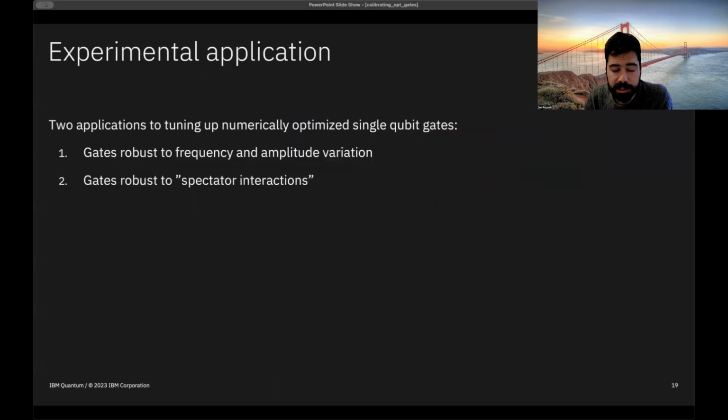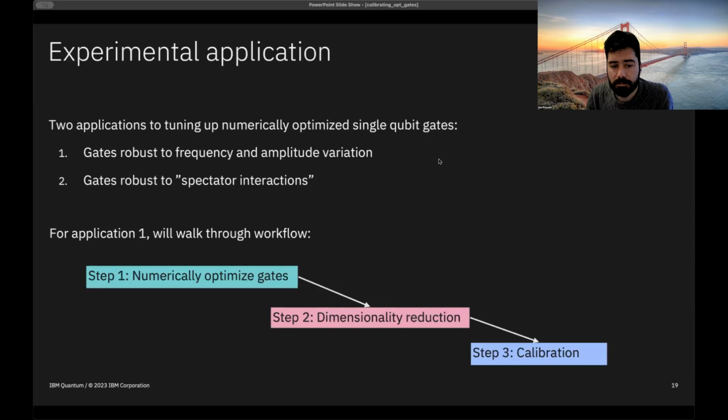Okay, so two experimental applications. We applied the same workflow to two optimizations. One was gates robust to frequency and amplitude variation, so single qubit, and another is gates robust to spectator interactions. We use the same workflow for both, but I'll walk through it in more detail in number 1. There are three steps: optimize the gates numerically, do this dimensionality reduction, and then calibrate.